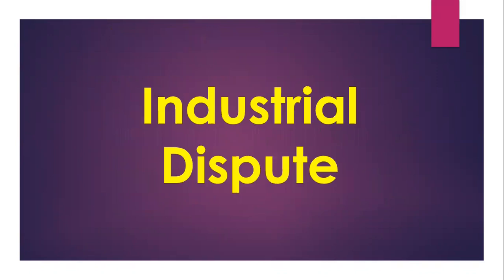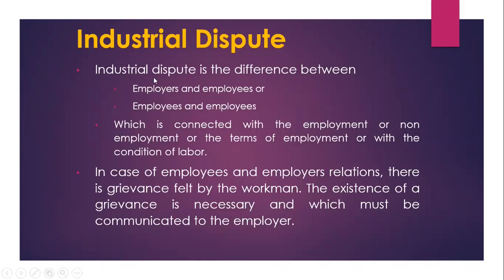Now let us see what is an industrial dispute. An industrial dispute is a difference between employers and employees, or employees and employees, which is connected with the employment or non-employment or the terms of employment or with the conditions of labor. In case of employee and employer relations, there is a grievance felt by the workman. The existence of a grievance is necessary and it must be communicated to the employer.